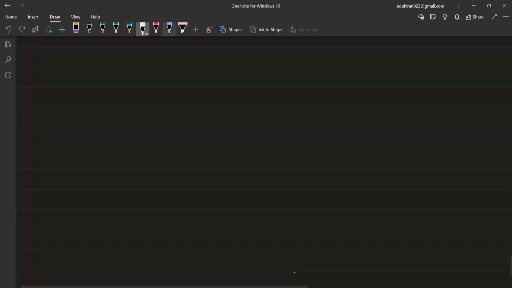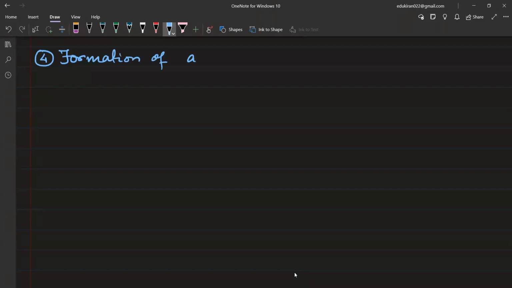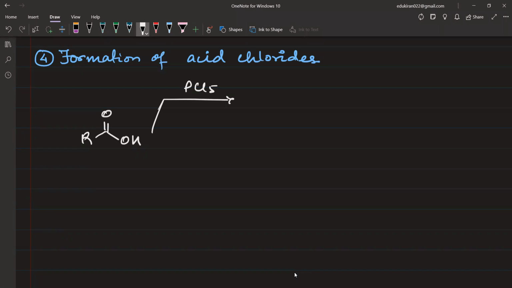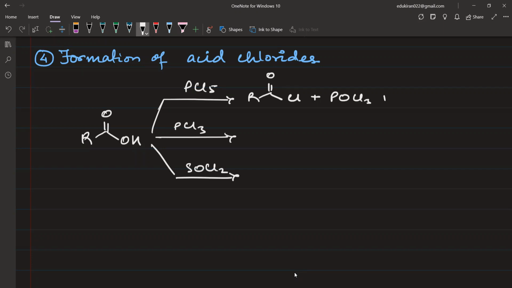Formation of acid chlorides. Now, all the halogenating reagents such as PCl5, PCl3, and SOCl2 can be used for getting acid chloride. So if you have R, C double bond O, and OH, and you react this with PCl5, or PCl3, or SOCl2, in all of these cases this OH is going to be replaced by chlorine. So you'll get R, C double bond O, Cl, plus if you have PCl5, you are going to get POCl3 and HCl.